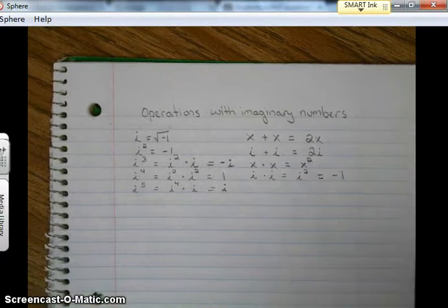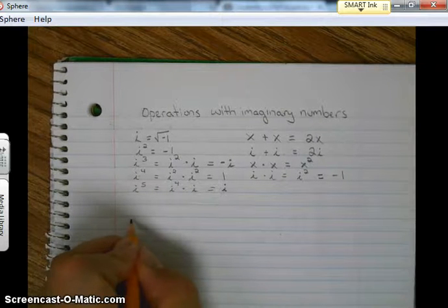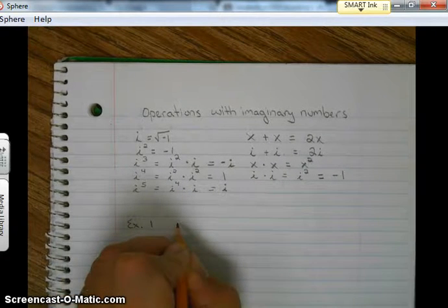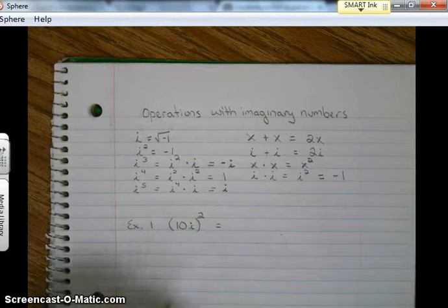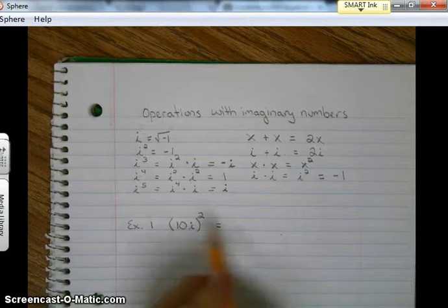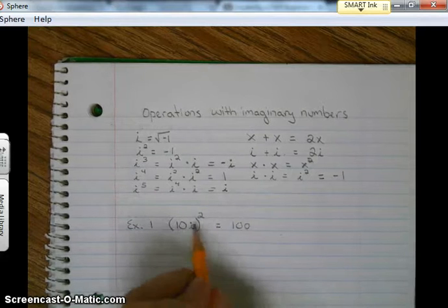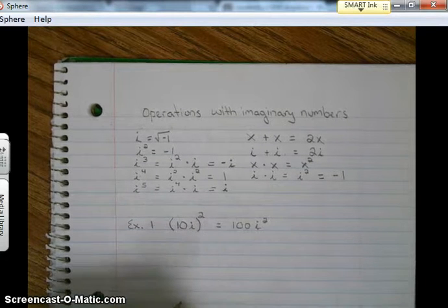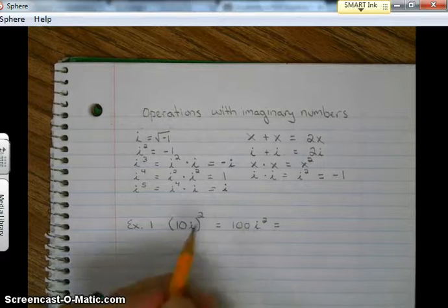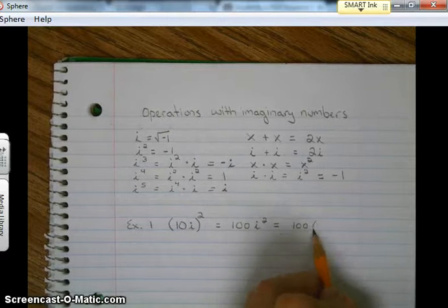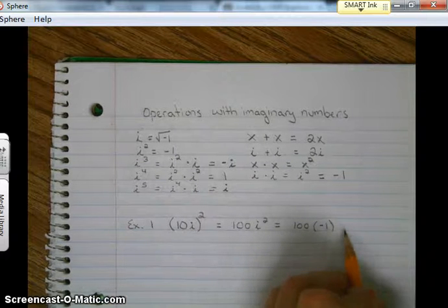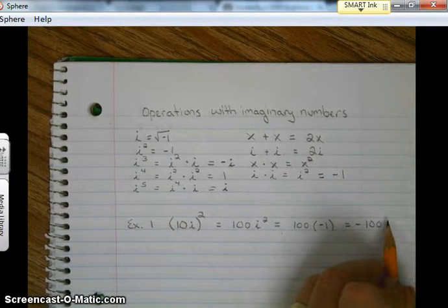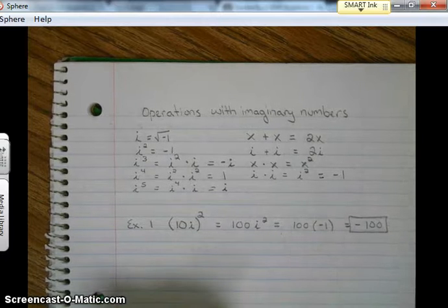Now let's do some problems. Example 1: we have 10i, and we'll square that. So we're squaring the 10, so 10 times 10, and then we square the i, which is i squared. So this is going to be 100 times i squared, and we know that i squared is -1. That's going to give us -100 as our answer.